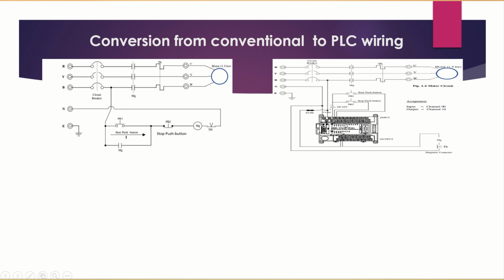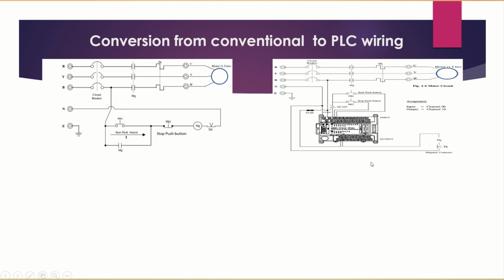But they are almost the same because, as you can see, we have here a stop push button compared to the PLC, which also has a stop push button wired here going to the input module. Also, we have the start push button here and the start push button also here for the PLC wiring. Then we have the output here in the PLC wiring, which is the magnetic contactor coil.